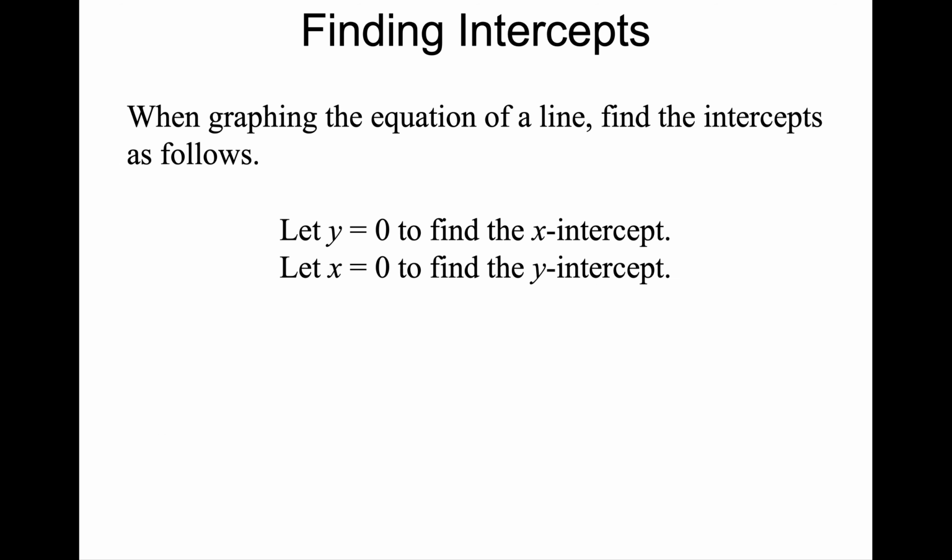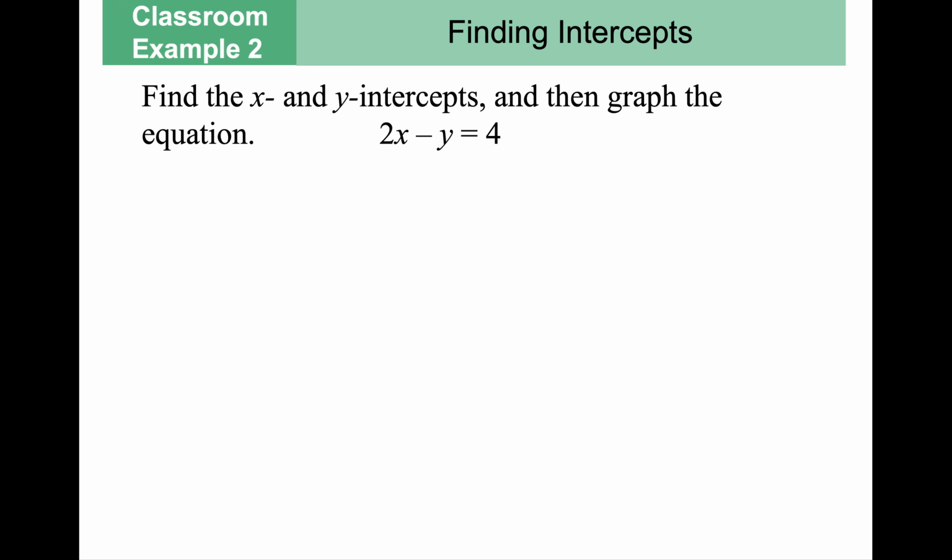To solve this and to graph the equation, we're going to let y equals 0, and that finds the x-intercept. So I know sometimes that can be confusing. When I'm plugging in 0 for y, it gives me the number on the x-axis. When I plug in 0 for x, it gives me the number on the y-axis, so it's going in opposites, right? So let's look at 2x minus y equals 4.